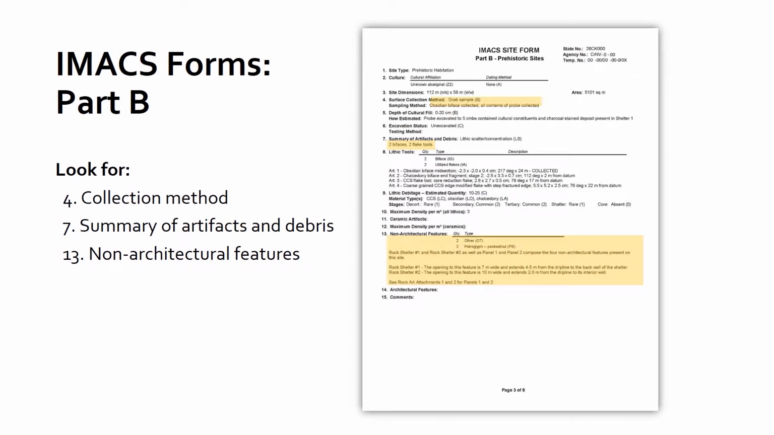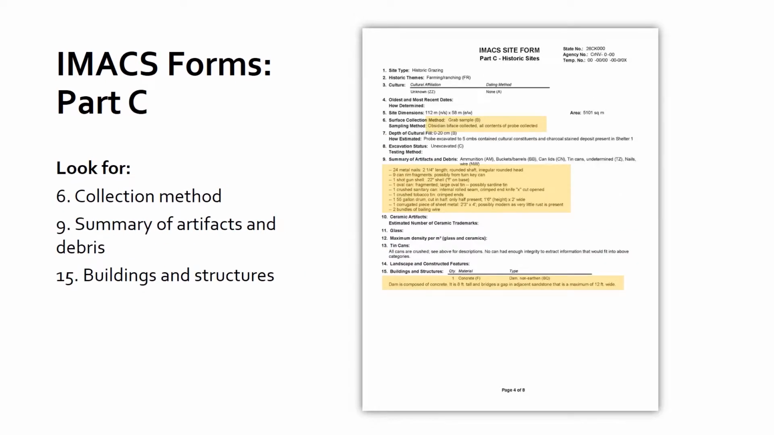In the Part B section, this would be a prehistoric site, we want to look and see if there was a collection method, because sometimes there's a site record, but there's no artifacts left because all of the material was collected. You'll also look for the summary of artifacts and debris to give you a better idea of what you're going to be looking for, and if there's any non-architectural features.